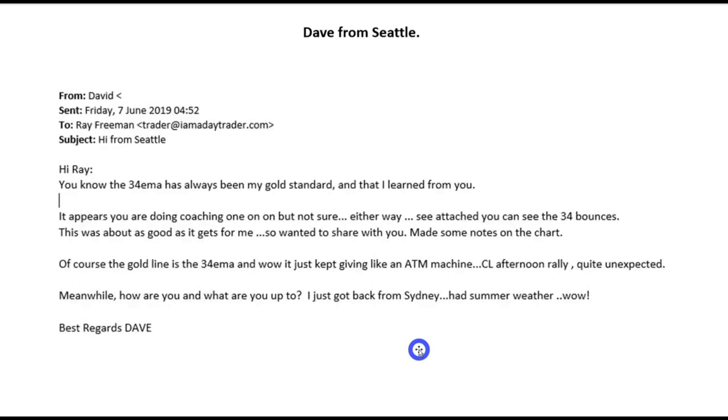Now this is Dave from Seattle. We call him Dave from Seattle, and he's been with me for about 3 years. "Hi Ray, the 34 has been the gold standard." This is the 34 Ben, I'll show you his chart. It just kicks butt virtually every single day. Down here, he calls it an ATM machine.